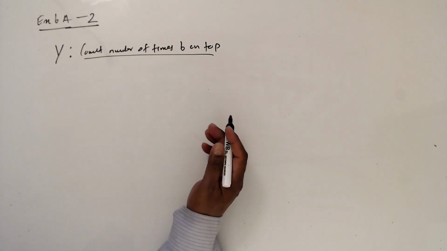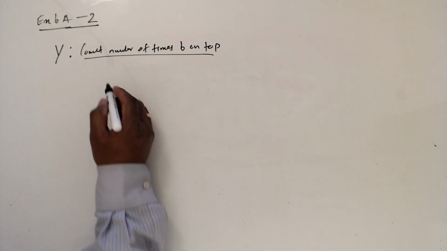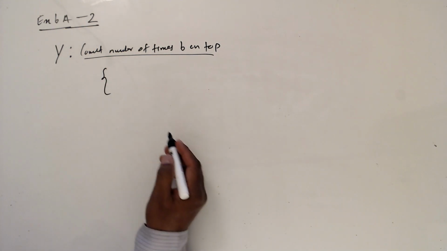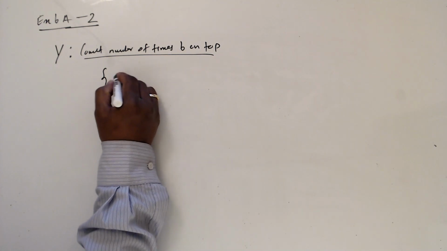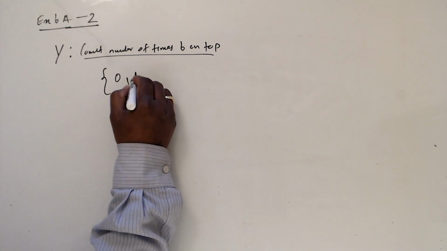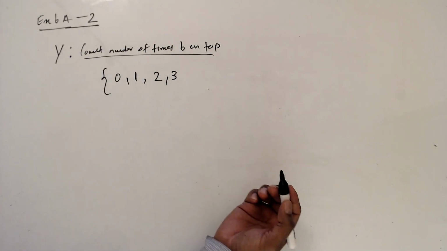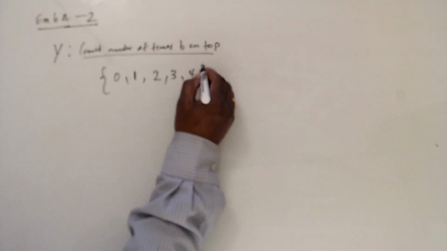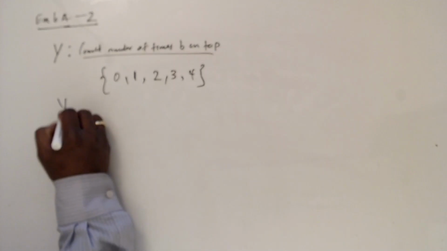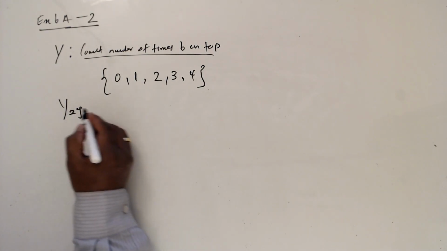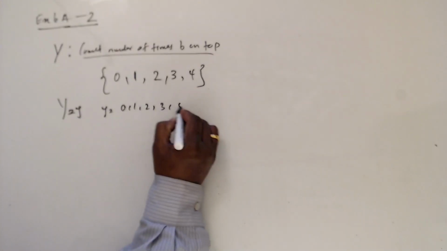So if you toss 4 times, we need to write the sample space. If you toss 4 times, you may not get a 6 at all on top, or you may get one 6, or two 6s, or three 6s, or four 6s. So this is the sample space. So y is going to be 0, 1, 2, 3, 4.